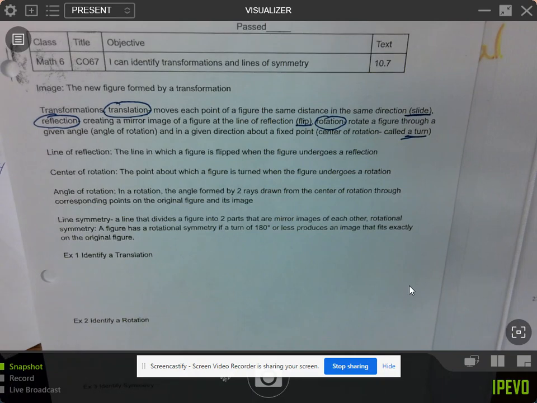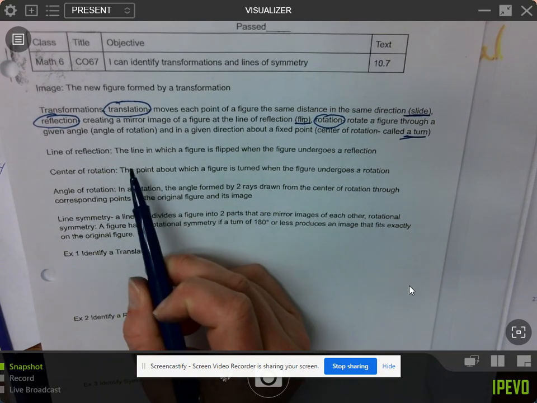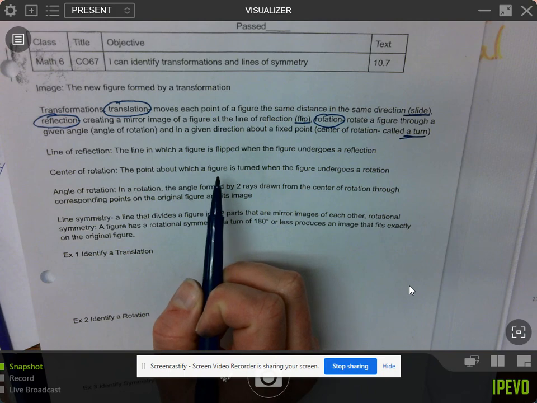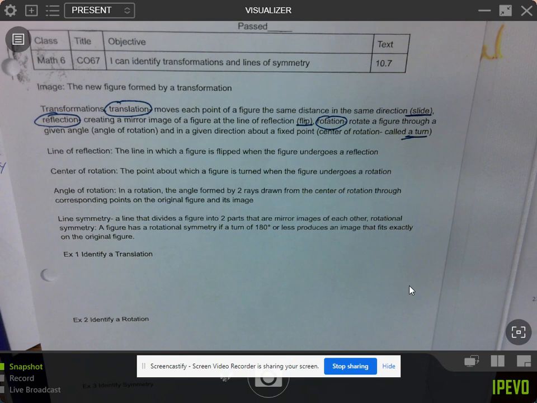So a rotation is when we turn, and we use that angle of rotation to turn it. So in what we're doing in class, our angle of rotation is going to be, that point is going to be at the origin, at the 0, 0 on the coordinate plane. The line of reflection we use when we flip something. So it's the line in which a figure is flipped when the figure undergoes a reflection. So think about that line of reflection would be where the fold happens.